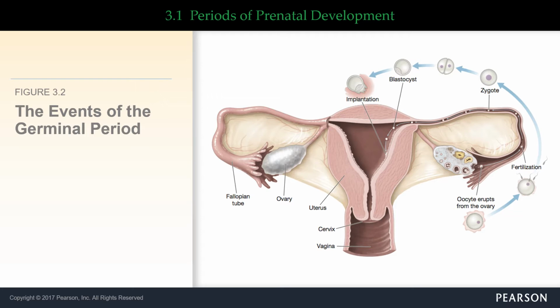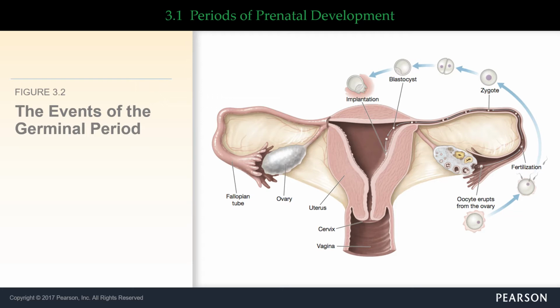And so here you have a diagram of the body parts related to the reproductive system that is involved in the germinal period. You can see the female is standing up, so her vagina is at the bottom and her cervix, and the major part of what you see is the uterus. And then the two bulbous structures on the left and right are the ovaries.